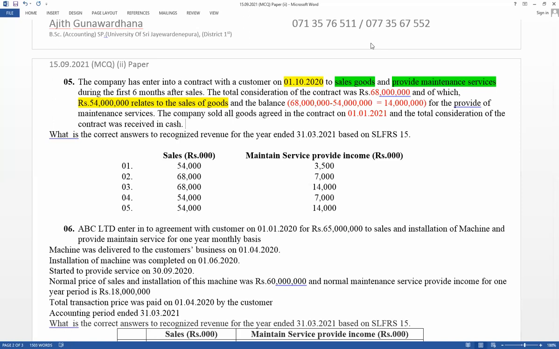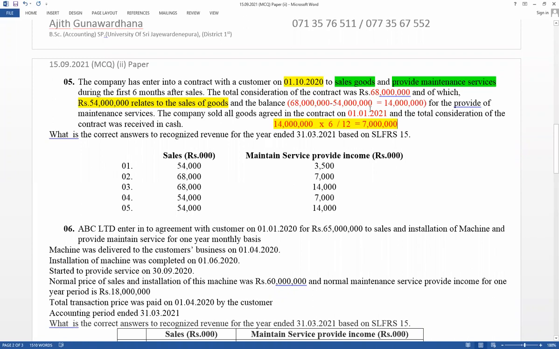Think, revenue should be recognized when the performance obligation is satisfied. Sales date 1st January 2021. As sales, 54,000 can be considered as income. But think about service income. Maintenance service provided income, from 14,000. Think, the maintenance service was provided only for a 6 month period. Therefore, multiply by 6 over 12. Therefore, as maintenance service income, you have to consider 7 thousand. 7 thousand should be considered as maintenance service income.